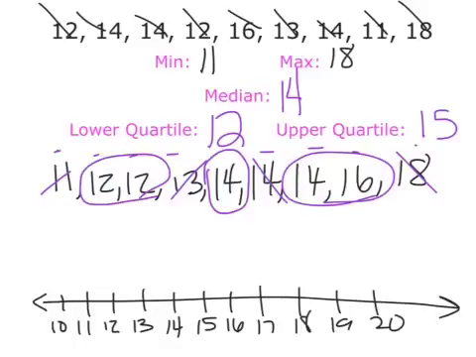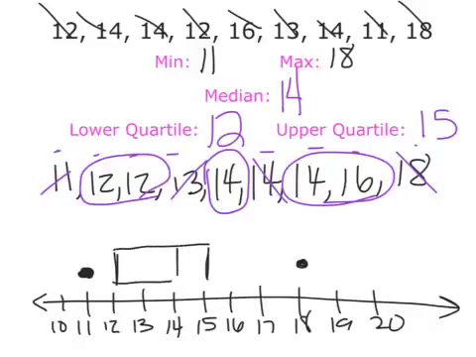So, on our minimum, we're going to put a spot for 11, so it's going to get a dot. 18 is my maximum, so it's going to get a dot as well. My median gets a line, so 14 gets a line. My lower quartile, which is 12, gets a line. And our upper quartile, which is 15, gets a line.